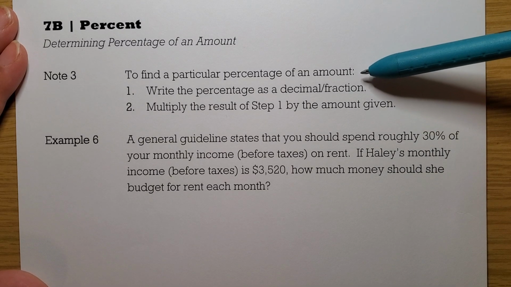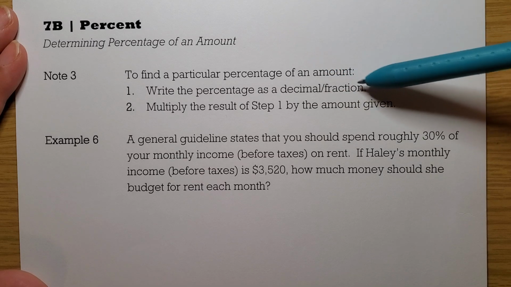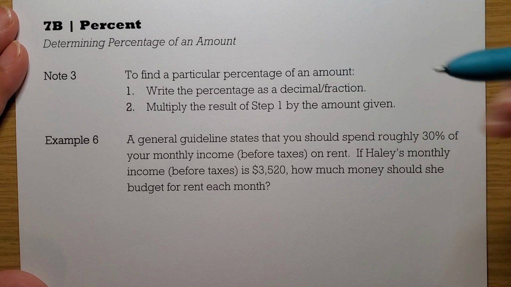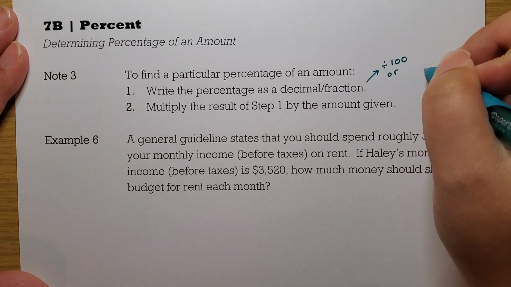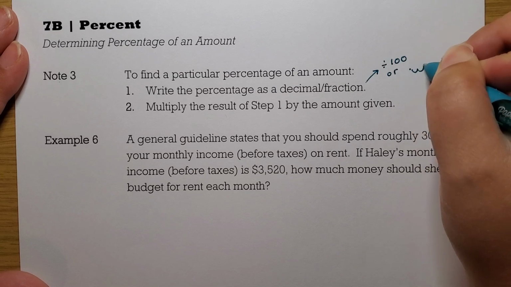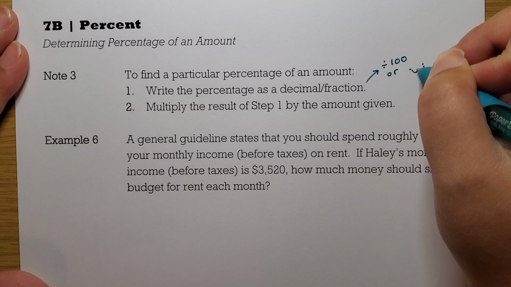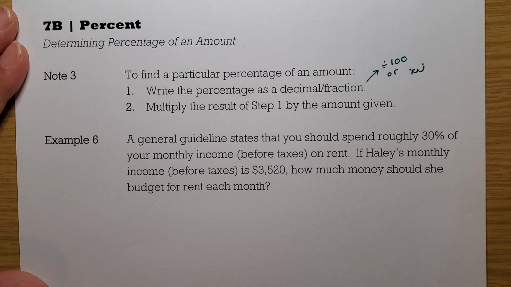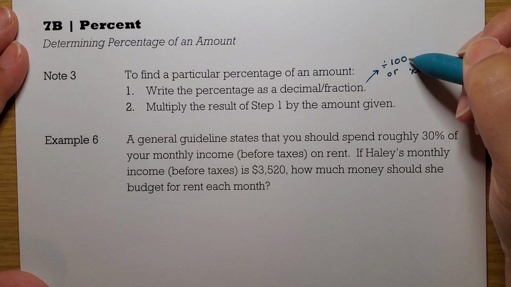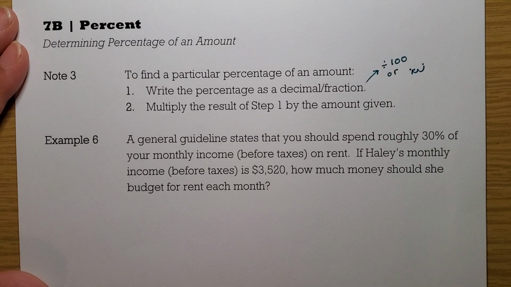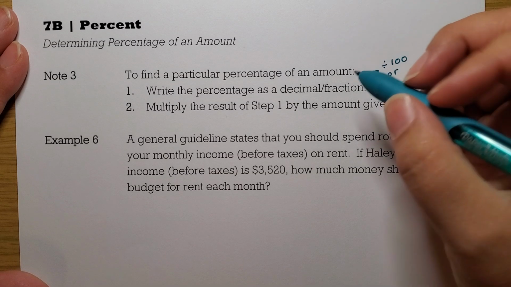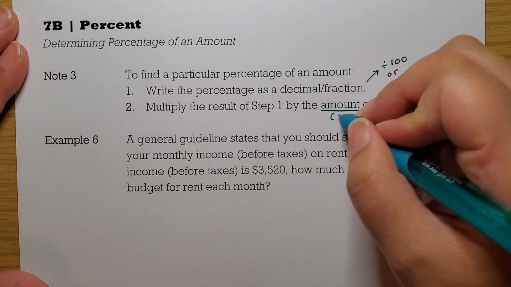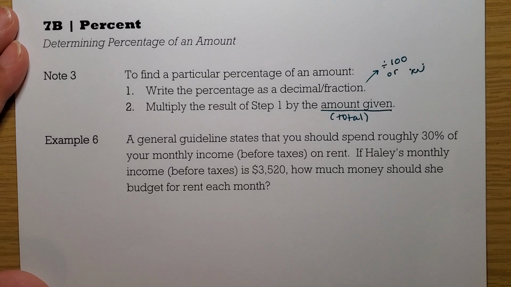So to solve these questions, you're going to take that percentage and make it either a decimal or a fraction. To make it a decimal or a fraction, you can divide by 100 or move the decimal point to the left 2 spaces. Then we're going to take that result and multiply it by the amount given, or the total amount of something. So let's work through an example.